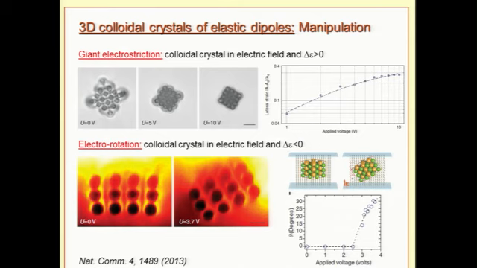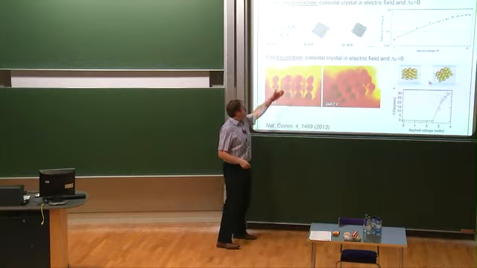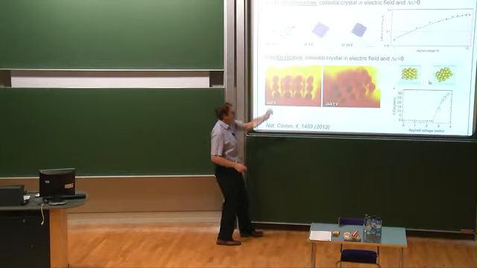Now, you can build the same structure also in a liquid crystal with a negative dielectric anisotropy. You take a different liquid crystal. This was a top view, and this is now a side view.